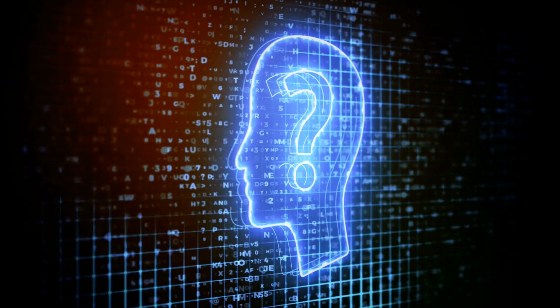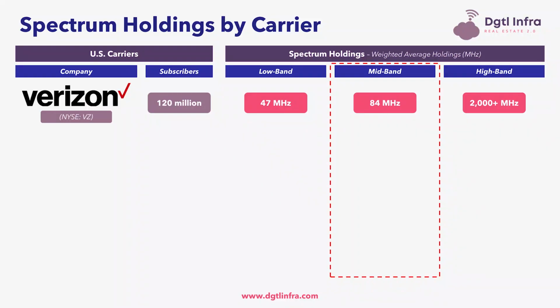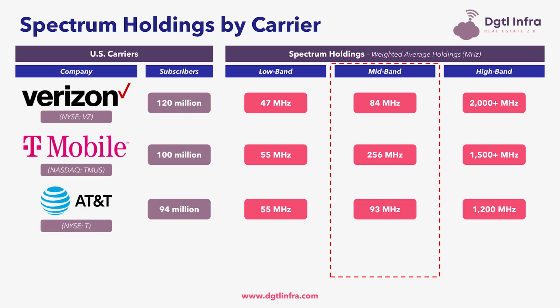So why is Verizon the top bidder in the C-band auction? Verizon is the wireless carrier that needs the most mid-band spectrum. In mid-band, Verizon holds 84 megahertz of spectrum depth, which is much less than T-Mobile that holds 256 megahertz of mid-band spectrum depth, and AT&T that holds 93 megahertz of mid-band spectrum depth.